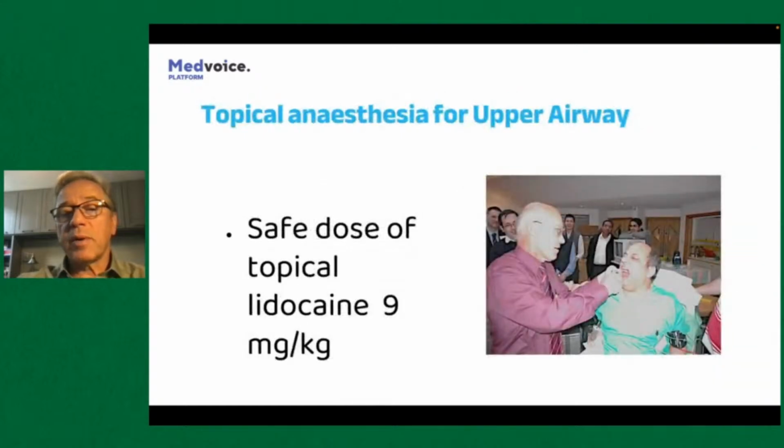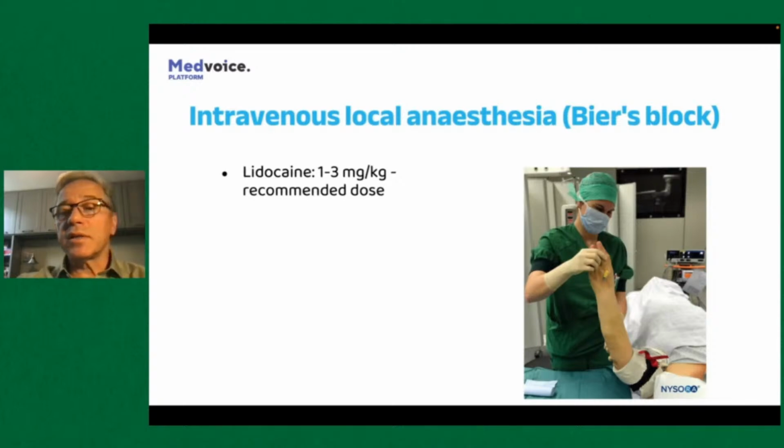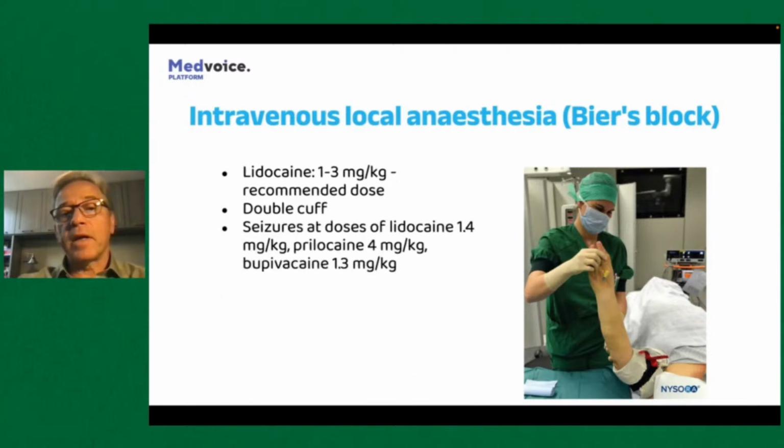Topical anesthesia for upper airway surgery, we use a lot of it, but remember the safe dose for topical anesthesia of lidocaine is 9 milligrams per kilogram. Intravenous local anesthesia, or Bier's block: the recommended dose of lidocaine is 1 to 3 milligrams per kilogram. You have to use the double cuff. And seizure has been described at doses of 1.4 milligrams per kilogram of lidocaine, prilocaine 4, bupivacaine 1.3.